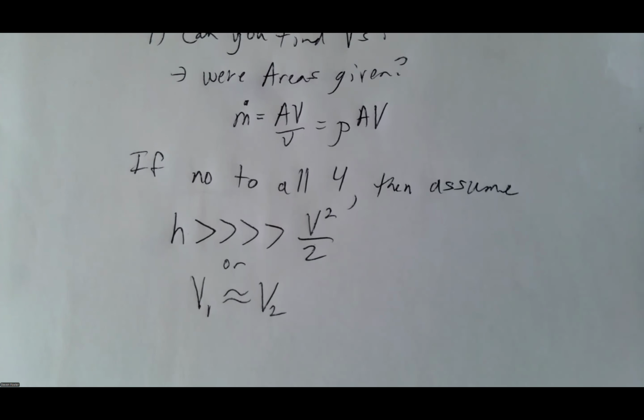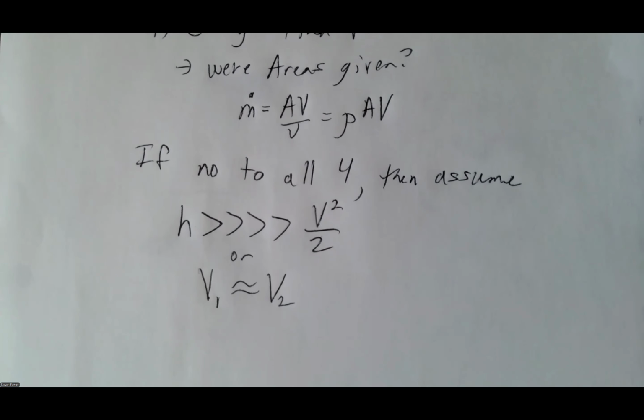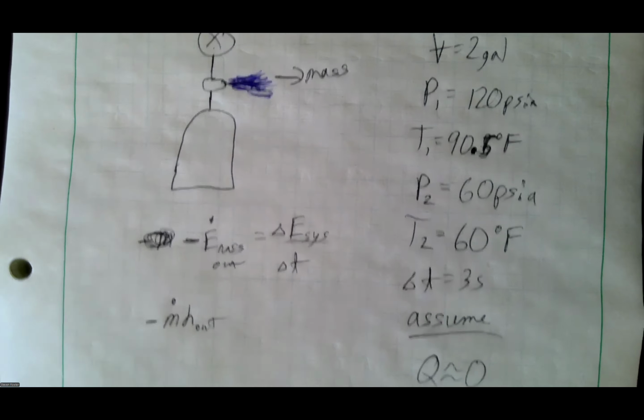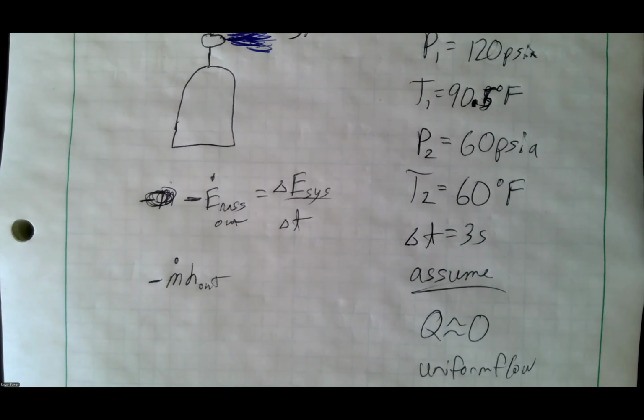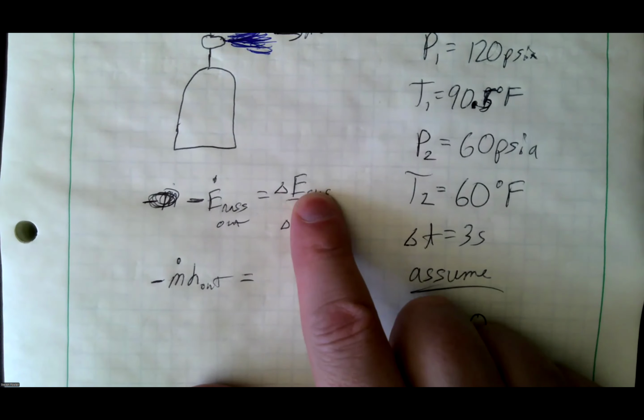So in the case that we're going to say no to all four of those, we said last time, we're just going to assume that the enthalpy term is much larger than the kinetic term. So we're not assuming that there's no speed at the outlet. That's not what we're assuming. We're just assuming that the speed is not going to contribute significantly to the energy of the mass out compared to the enthalpy, for example. Okay. All right. So if that's the case, well, this is the energy of the mass out. And we're going to set that equal to the change in the energy of the system.